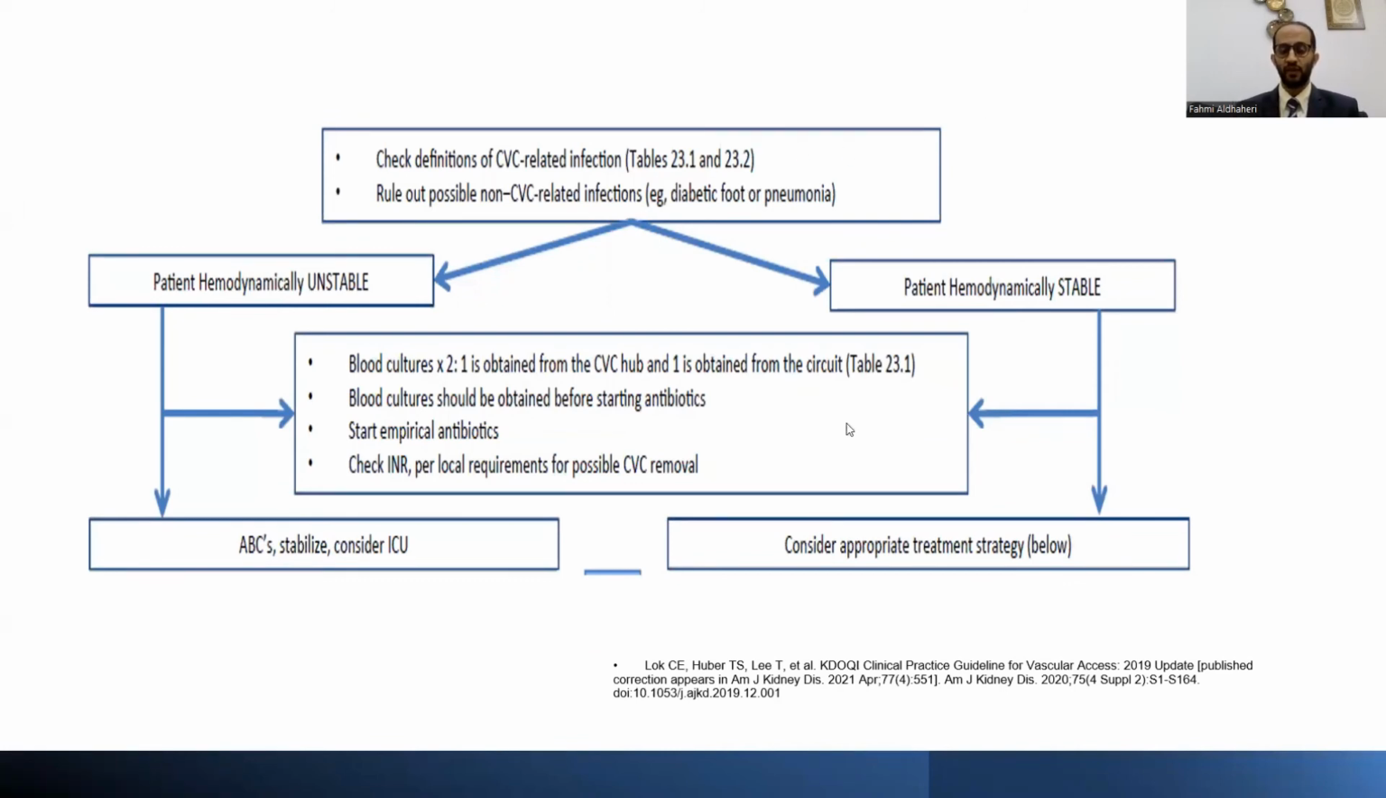So this is the algorithm from the KDOQI guideline, and they started with the definition of CRBSI. Then you should categorize the patient according to hemodynamic stability. If the patient is hemodynamically unstable, then you should do ABC, stabilize, consider ICU, and remove the catheter. If the patient is stable, we follow the protocol. In both cases, we send blood culture from the catheter and from the periphery, either circuit or vein, before starting the antibiotic, start empirical antibiotic, and check INR for possible removal.